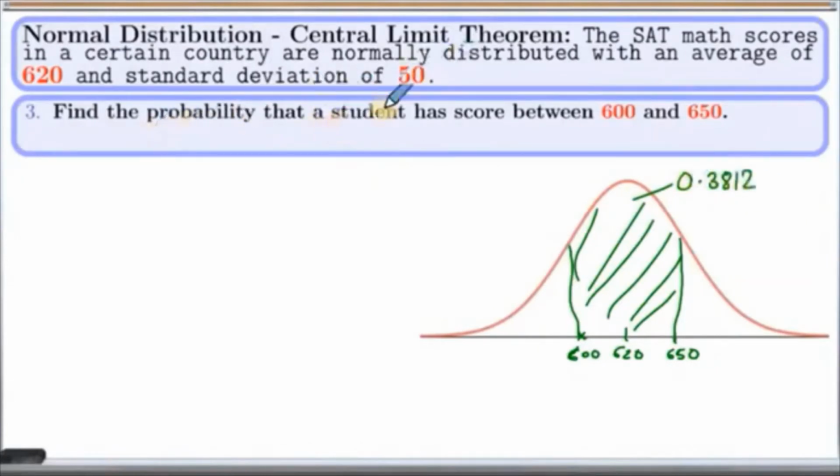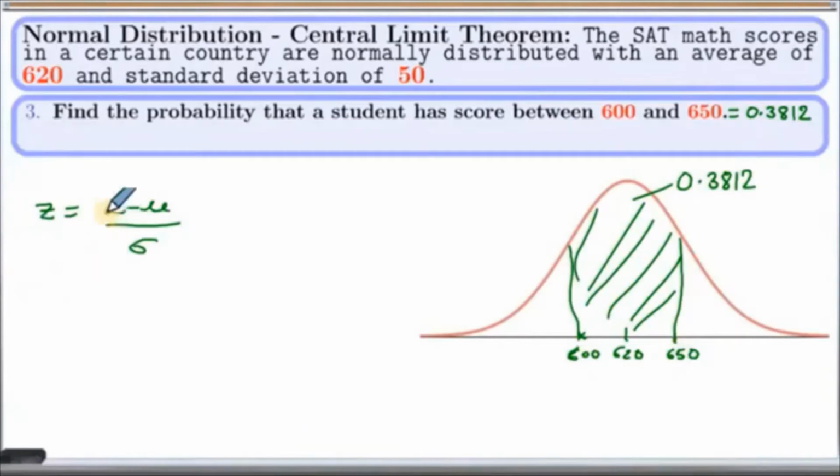So basically the probability that a student has a score between 600 and 650 is 0.3812. Now let me show you how to find this area in between using the formula. For that we can use this formula here, z equals x minus mu over standard deviation. Here we will need to find the z-score for 600 and 650.